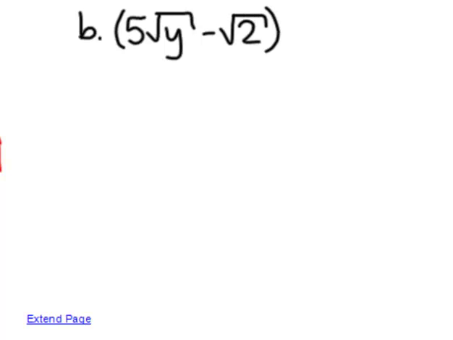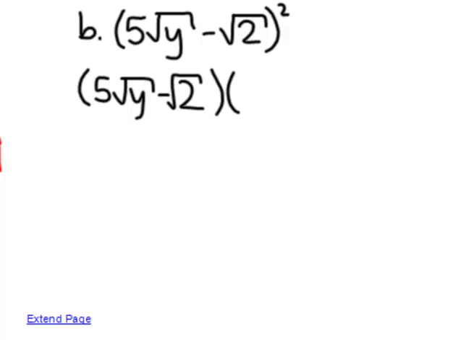I know we kind of wrote all over B, so let's rewrite it over here. This one I have 5 root y minus the square root of 2. So 2 square roots inside of here. But because it's squared, I know that really means I need to write this out twice. Don't distribute that square. And then do FOIL all over again.